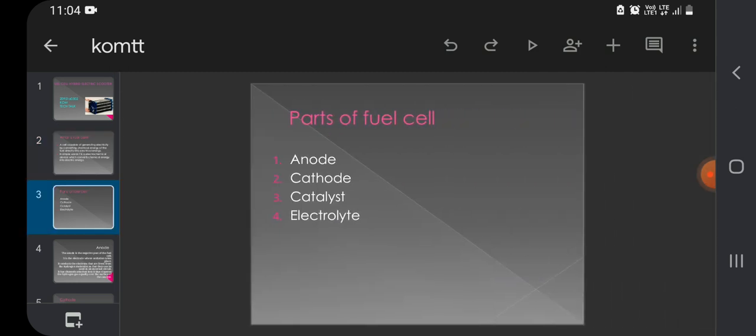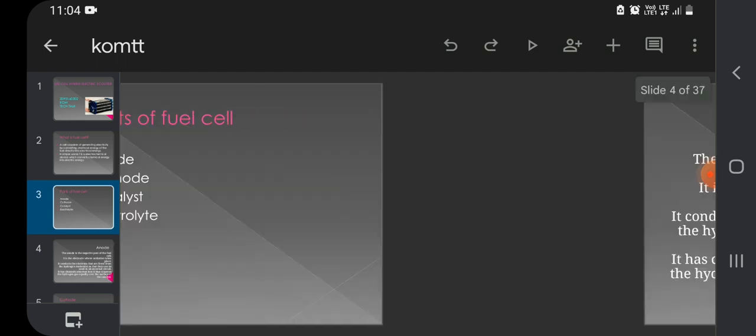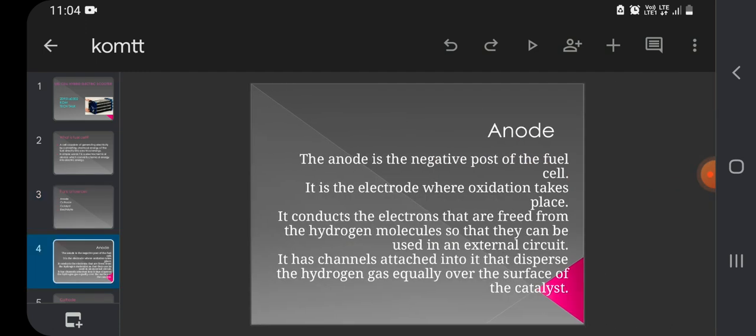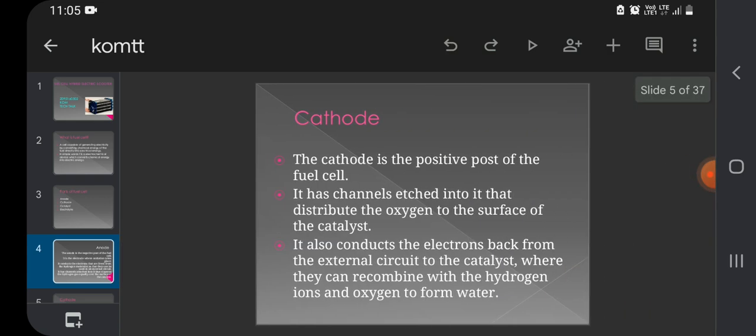Parts of fuel cell are anode, cathode, catalyst, electrolyte. Anode is the negative post of the fuel cell. It is the electrode where oxidation takes place. It conducts the electrons that are freed from the hydrogen molecule so that they can be used in the external circuit. It has channels etched into it that disperse hydrogen gas equally over the surface of the catalyst.